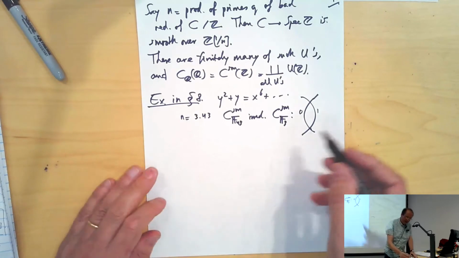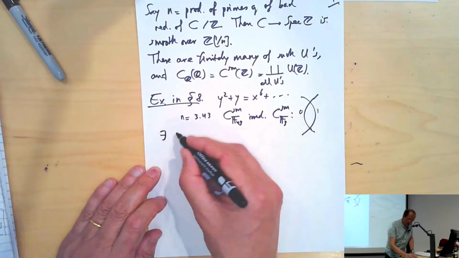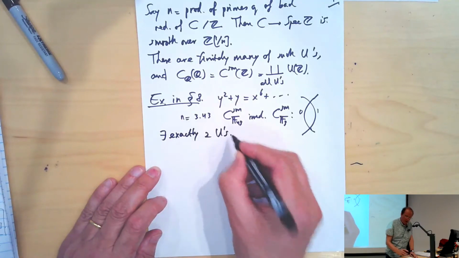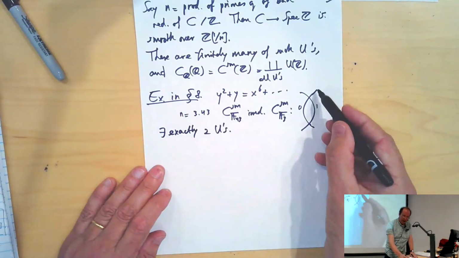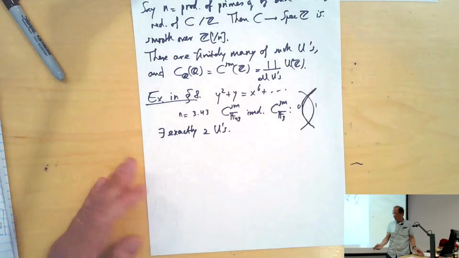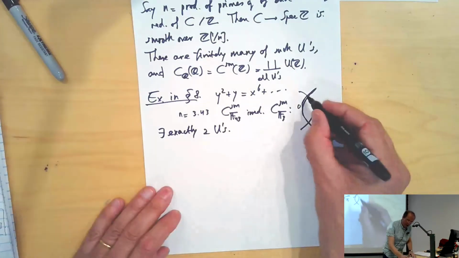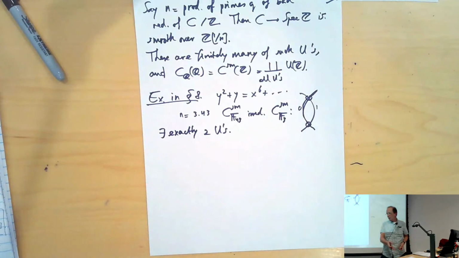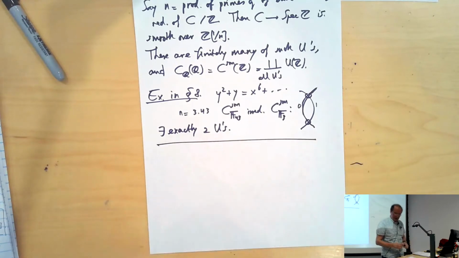And here there are exactly 2 U's, because you can leave this component away, or you can leave the other one away, and that's it. Oh, here I should also leave out the double points, because I only looked at the smooth locus. Okay? Yeah? Good. So, yeah, it is good that I did not do this in my first lecture. There would not have been time for that.